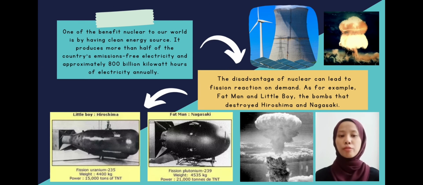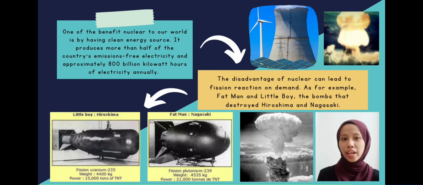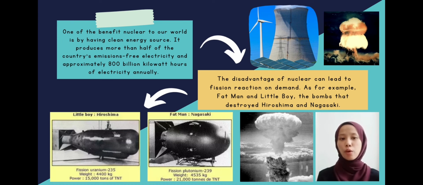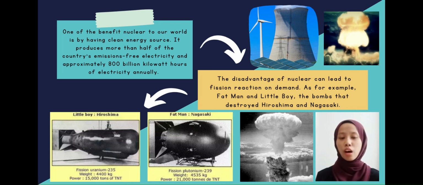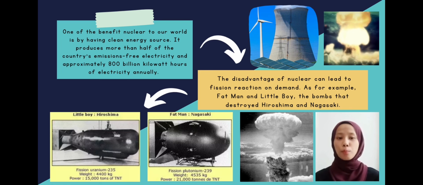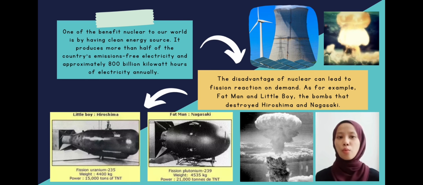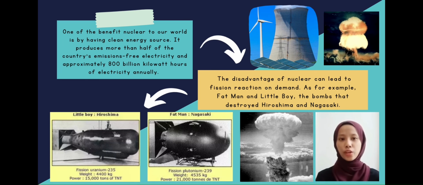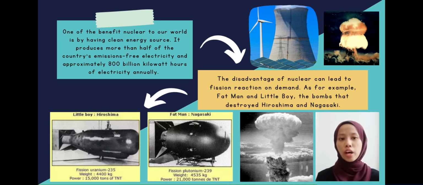Last slide, one of the benefits of nuclear to our world is having a clean energy source, just like the image on the right. It produces more than half of the country's emissions-free electricity and approximately 800 billion kilowatt-hours of electricity annually. More than 470 million metric tons of carbon are avoided annually as a result, which is equal to taking 100 million automobiles off the road. However, the disadvantage is that nuclear can lead to fission reactions on demand, for example, Fat Man and Little Boy, the bombs that destroyed Hiroshima and Nagasaki.